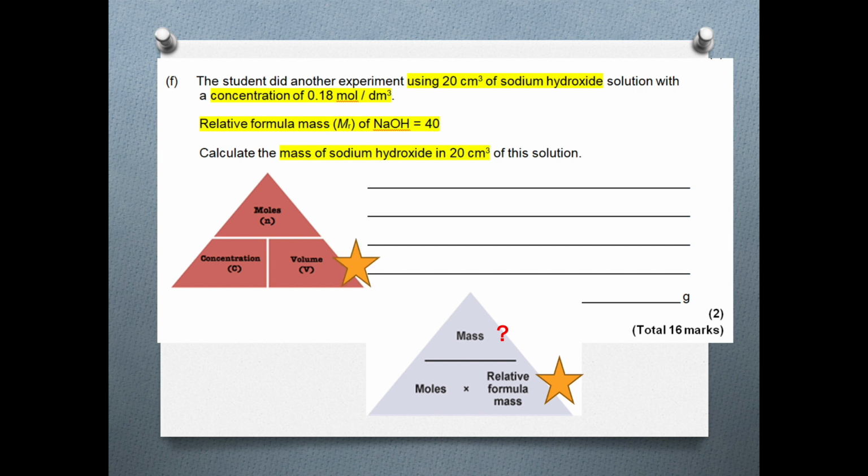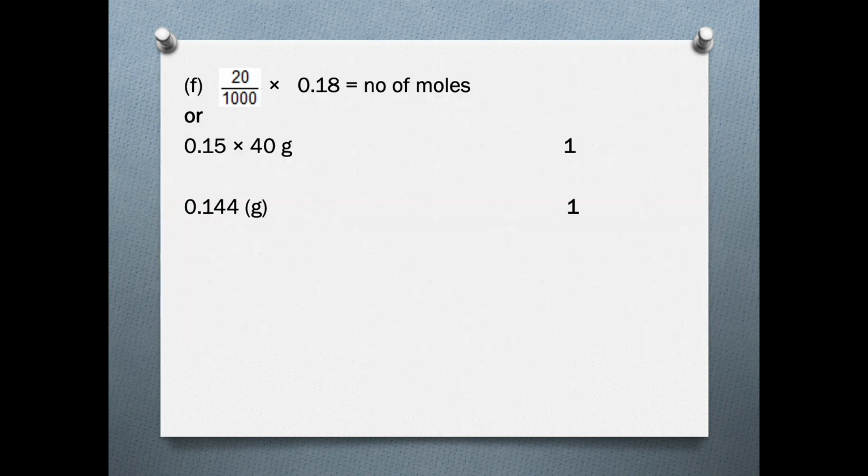Because if we look at the exam question, they've given me the volume, which is 20 centimetre cubed divided by 1,000. They're giving me concentration, which is 0.18. So I'm required to use the red formula triangle to work out the moles. And then, once I've worked out the moles, I'm going to move on to the blue formula triangle to work out the mass. Good question. So, I am going to do 20 divided by 1,000 to convert it into dm3, times by 0.18, to give you number of moles. So my moles worked out to be 0.0036. I'm then going to times it by 40, which is my relative formula mass, to give me my mass of 0.144.